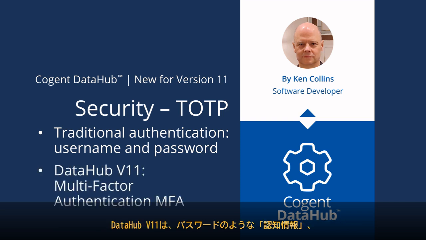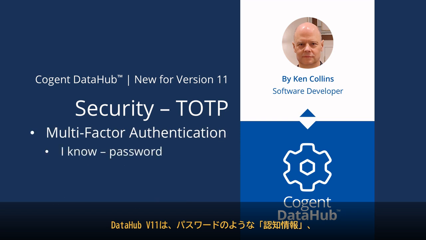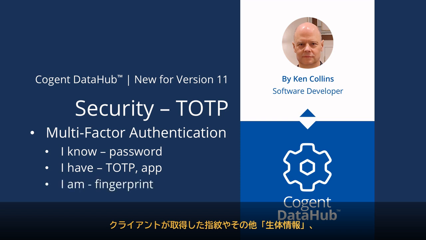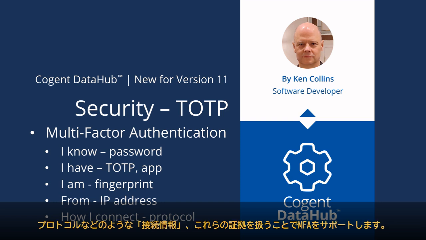DataHub version 11 supports MFA by handling evidence like something I know, for example, a password, something I have, for example, a TOTP code and a mobile authenticator app, something I am, for example, client captured fingerprint or other biometric data from the authenticator app, where I'm connecting from, like a source IP address, and how I'm connecting, like a connection context interface or protocol, for example, TCP or OPC UA.